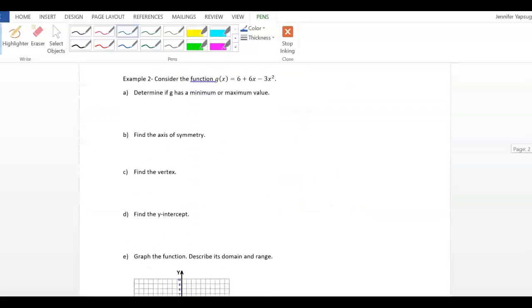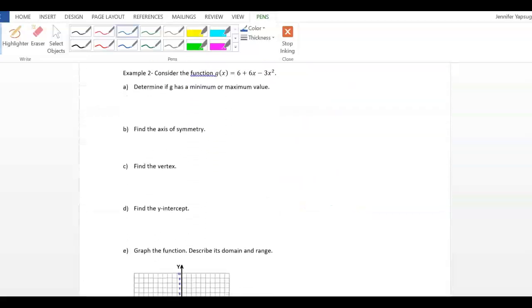Okay, so here is example 2. So we are considering the function g of x is equal to 6 plus 6x minus 3x squared. The first thing that I'm going to do is rewrite this in standard form just so that I don't make any mistakes in identifying what a, b, and c are. So I'm going to rewrite this as g of x is equal to negative 3x squared plus 6x plus 6. So now I can identify my a, b, and c.